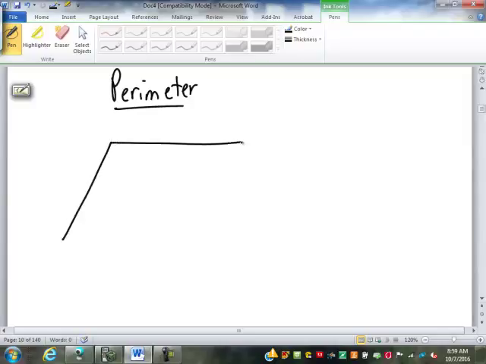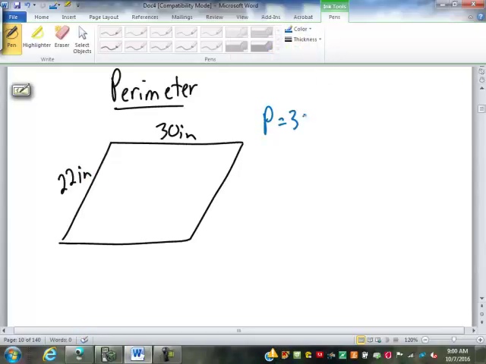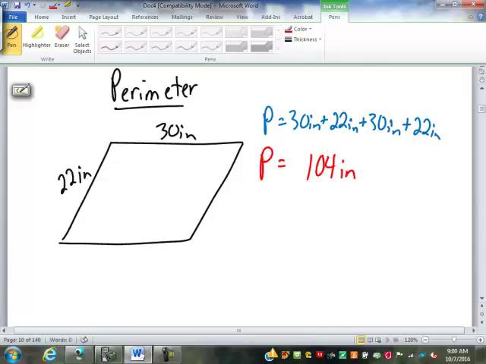So if I have a parallelogram, pretend that looks like a parallelogram. It's a little lopsided. If I know that this is 30 inches and this here is 22 inches, to find the perimeter, I just add up 30 inches plus 22 inches plus 30 inches plus 22 inches, right? Adding that all up is going to give me 104 inches is my perimeter. Make sense?